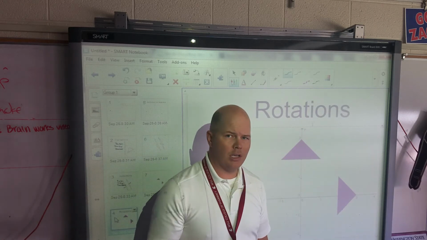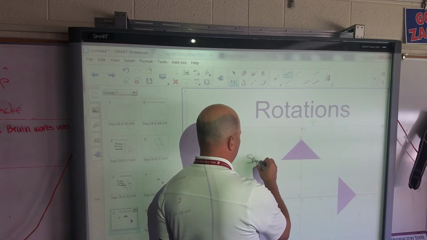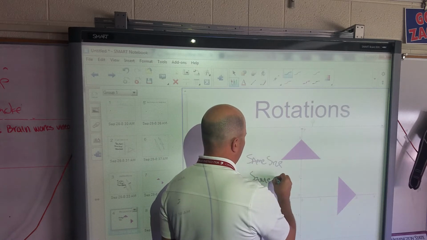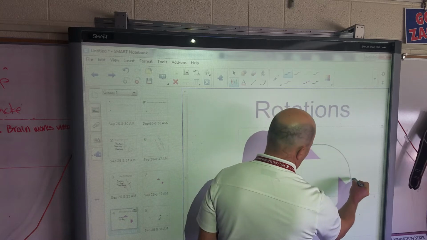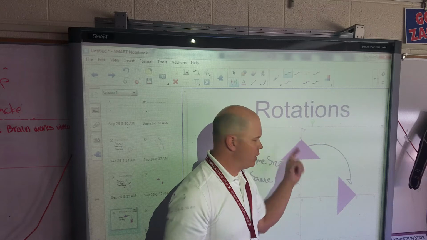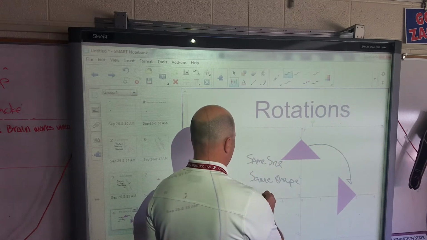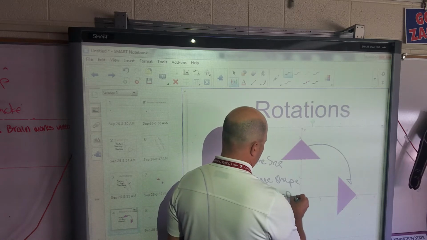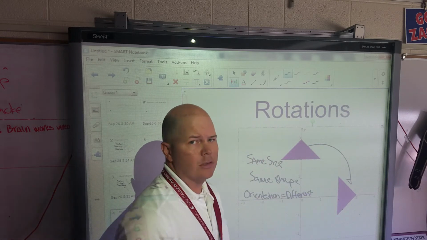Okay? With our rotations, we had the exact same scenario as we did with the reflection. We had the same size. We have the same shape. But as you can see, after our rotation, it's facing a different direction. It was facing upward here. Here it's facing to the right. So our orientation was what was different. Okay? So that was the main difference.